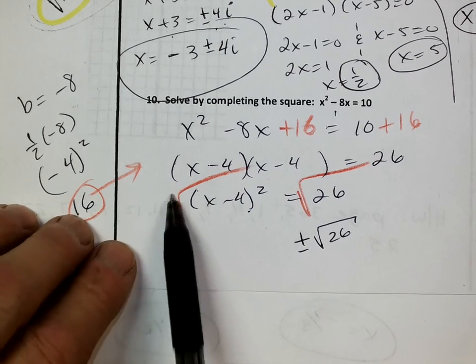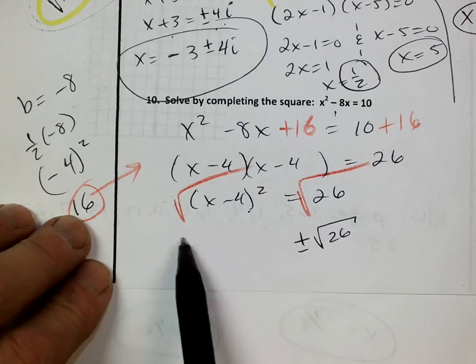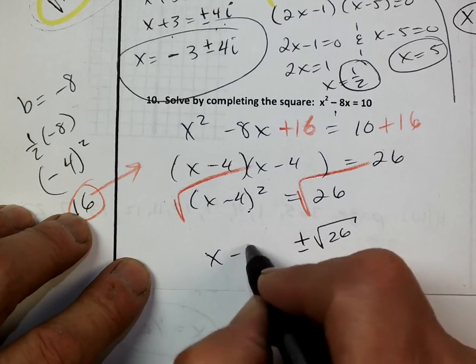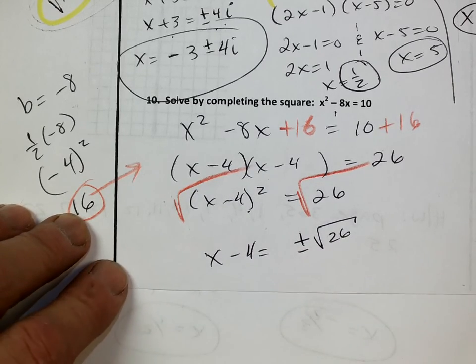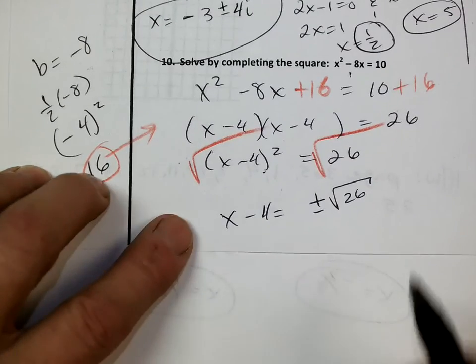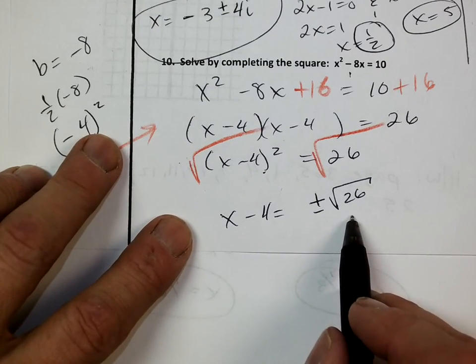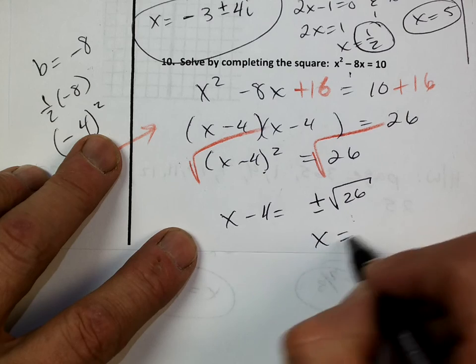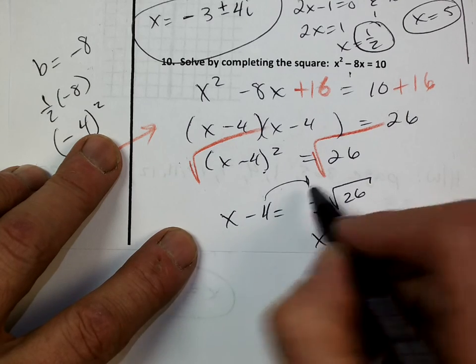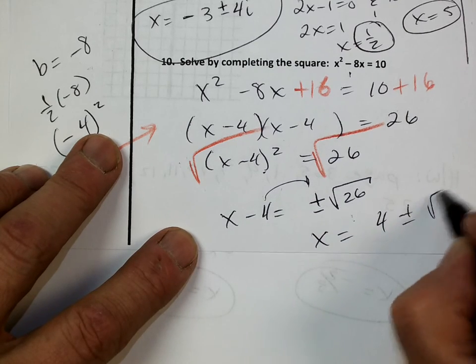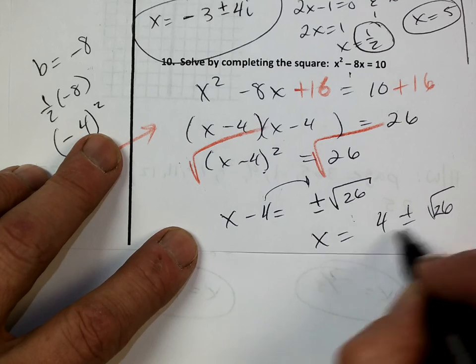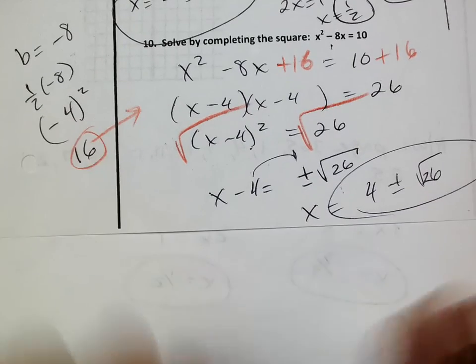Okay, now the square root, cancel the square, right? Square root cancels squared, so I just got an x minus 4, right? If I add the 4, you can't really add 4 to this, but I need to get it by itself, so I go x equals 4, because I brought the 4 over, plus or minus the square root of 26. There's my 2 answers.